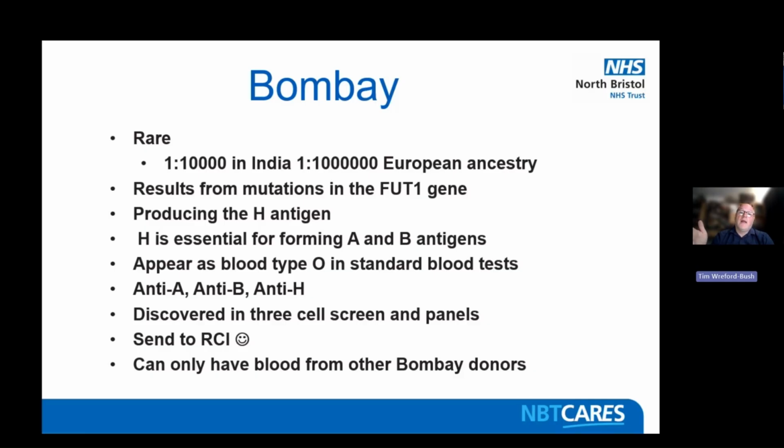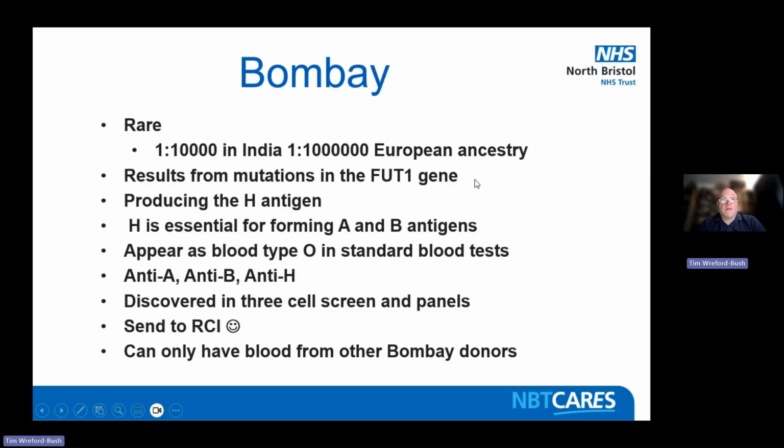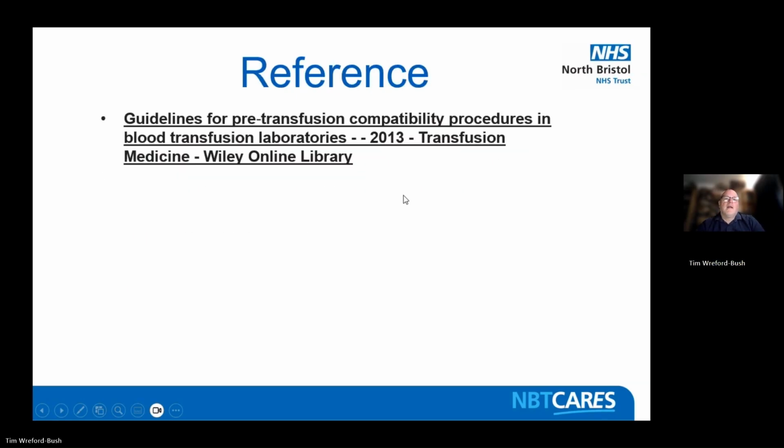So they appear as group O, and as standard, they'll have anti-A, anti-B, but they'll also have anti-H, which means they are very, very difficult to transfuse. And like I say, you're going to discover more in the 3 cell screen, the panels, because they're all O and have a lot of H. So it's going to be pan-reactive across the way. And again, they can only have blood from other Bombay donors. I've never seen anyone with Bombay, but you might one day. But like I say, grouping wise, they're going to look like normal O.